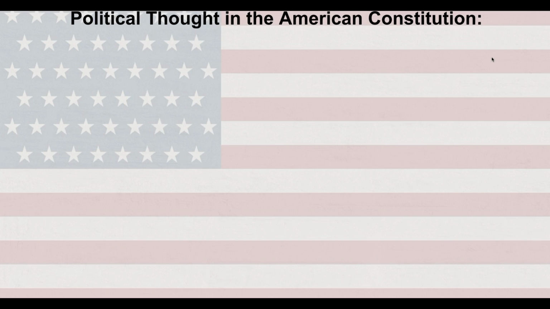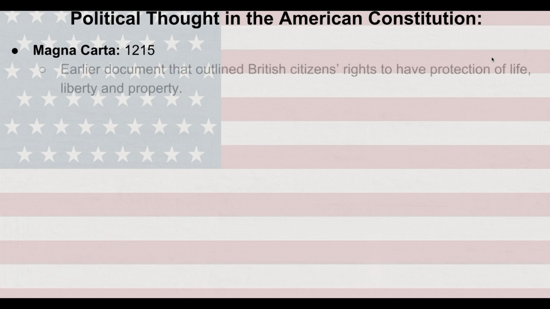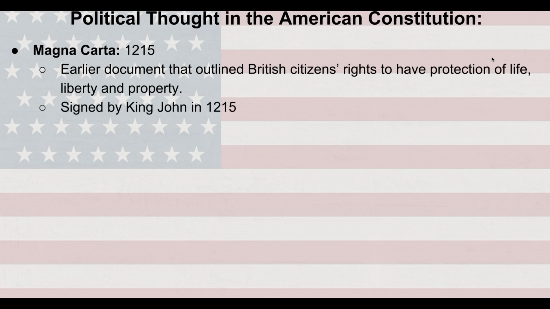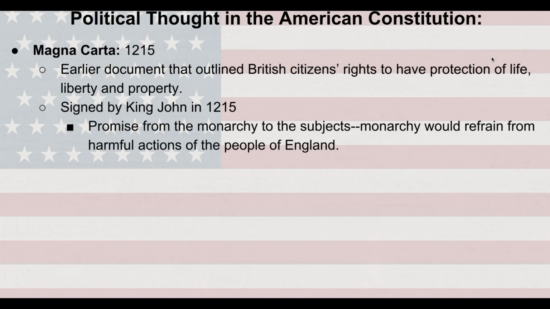Another thing that Americans draw from is the Magna Carta, which is a British document, the Great Charter, signed by King John in 1215. This is an earlier document that outlined the rights of British citizens. And it outlined the British citizens' rights to have their life, liberty, and property protected. And like I said, it's going to be signed by King John in 1215. And it's essentially a promise from the monarchy to the subjects that the monarchy would refrain from harmful actions against the people of England. And so it's a significant limiter of the king or the monarchy to abuse the rights of individuals.